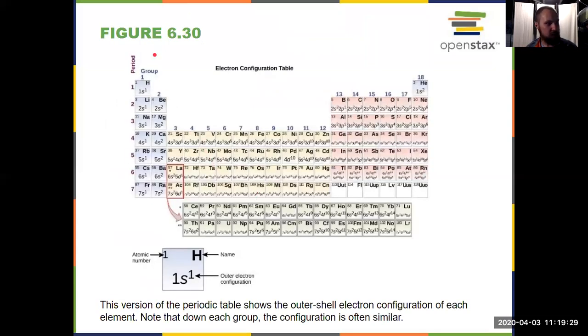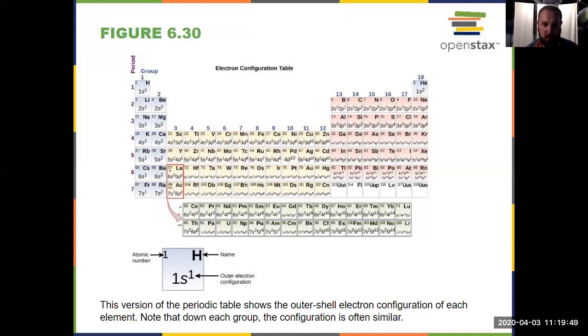We see continuations here for everything else: s1, s2, over here p1, p2, p3, etc. That's a nice convenient representation of the outer shell configuration, just showing our valence electrons, again taking the core and replacing it with a noble gas.